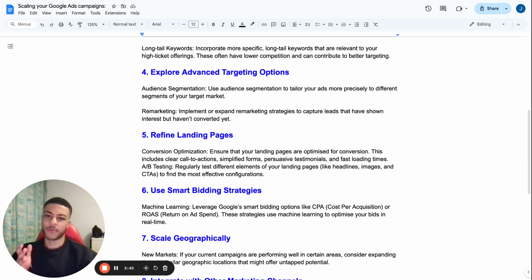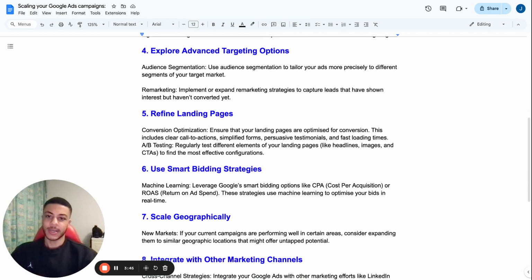Next thing you want to do is refine your landing pages. This is very important. This is extremely important because if you have the best ad in the world, but your landing page is really slow, doesn't have a call to action, is filled with techno babble, and they don't understand what the product is, you're not going to get many conversions.